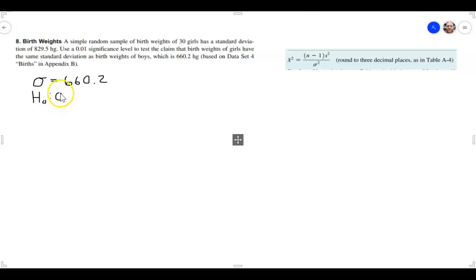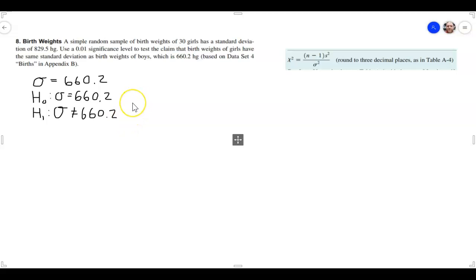of our standard deviation is always set equal to our claimed value, and our alternative hypothesis for a two-tailed test, our standard deviation, would be not equal to 660.2.